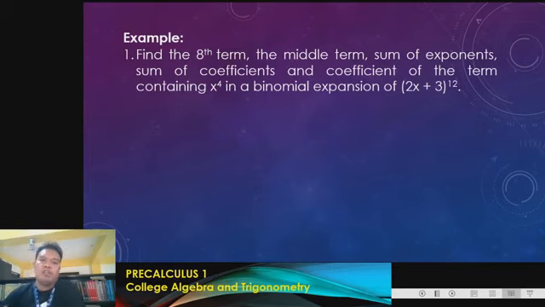So we have: find the 8th term, middle term, sum of exponents, sum of coefficients, and coefficient of the term containing x raised to 4 in the binomial expansion of (2x plus 3) raised to 12. So first question, yung 8th term.